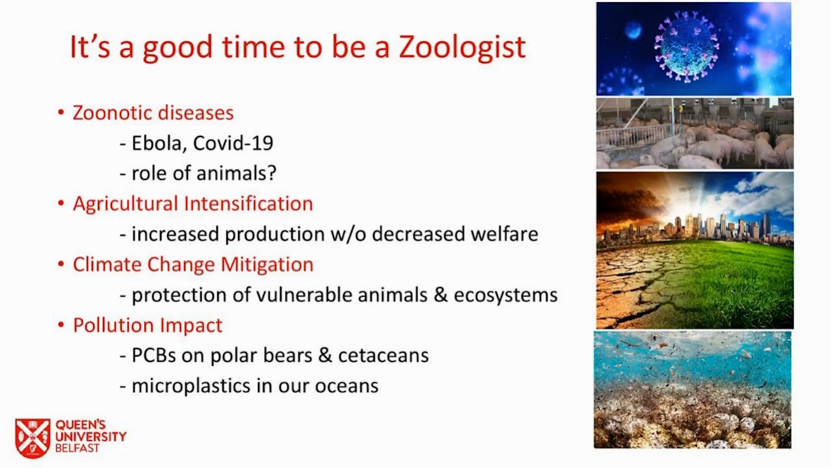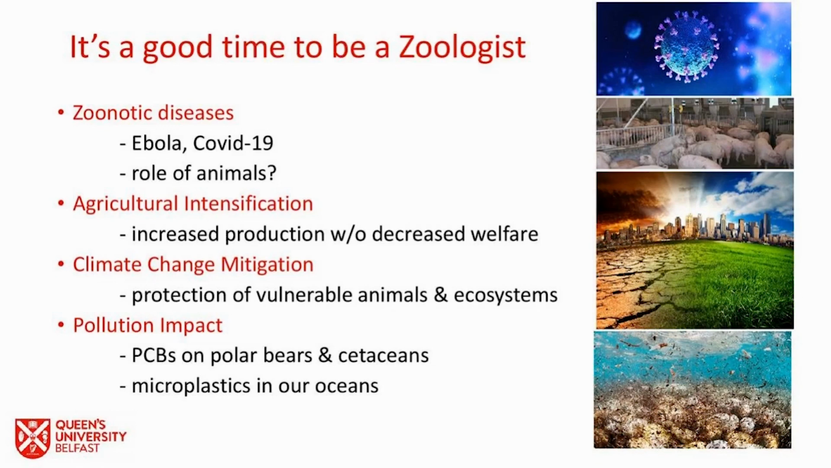Agricultural intensification, driven by an increasing human population and the need for cheap but high quality protein, intensifies animal rearing. So we're faced with a situation where we must address increased production, but it needs to be done without decreased animal welfare. Zoologists also play a very important role in climate change mitigation, particularly the protection of vulnerable animals and ecosystems. And this is something that we're seeing more and more in the media every day.